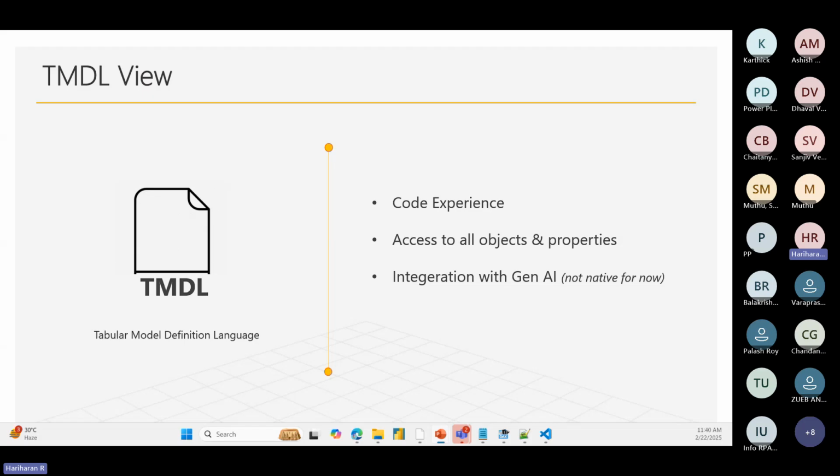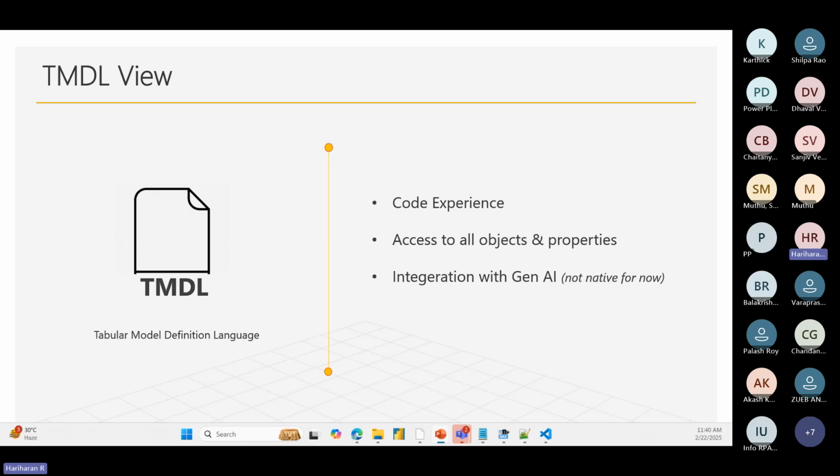That is not available, and you cannot configure it within Power BI Desktop. You have to go with Tabular Editor to configure the same. Even for object level security, all of it has to be done in Tabular Editor. So now we have a coding experience. You can write code to have objects or even the properties created or updated.